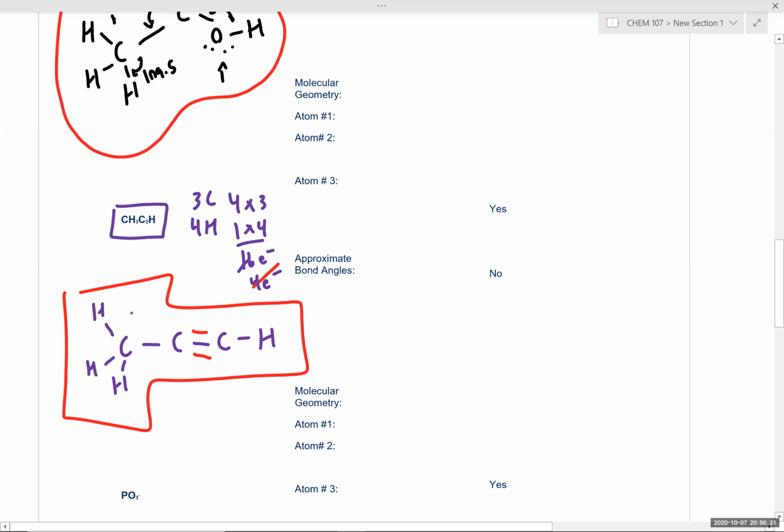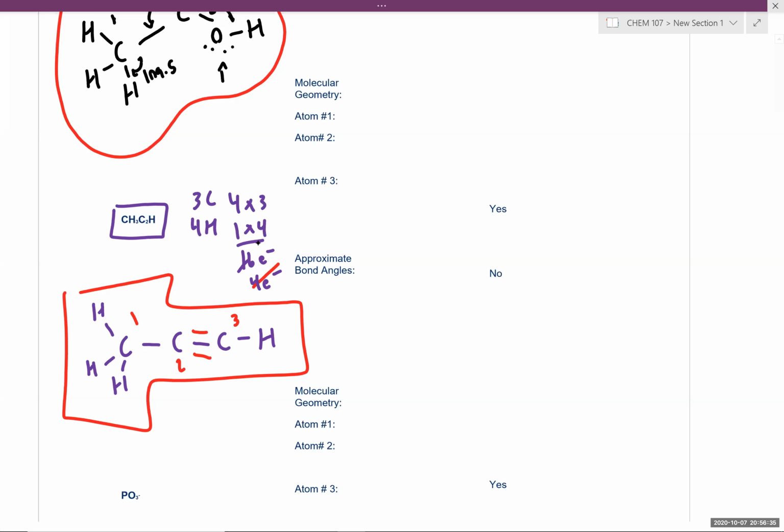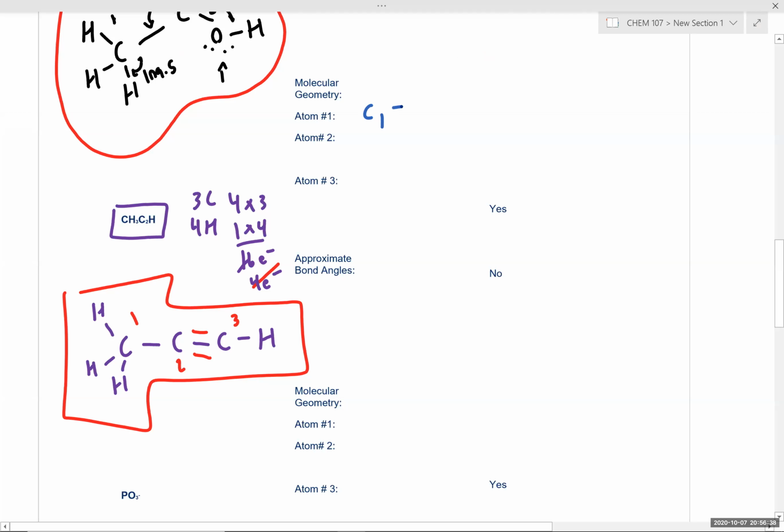So I'm going to label my atoms 1, 2, 3. Looking at the geometry, for carbon number 1, what would the geometry be? It's tetrahedral. Tetrahedral, exactly right. What about carbon number 2? It has 2 bonded atoms, so what would that be? It is linear. Yep, exactly right. And carbon 3 would also be linear. So for our bond angles, for tetrahedral, we know it's about 109.5 degrees. What about for linear? 180. 180, exactly right.